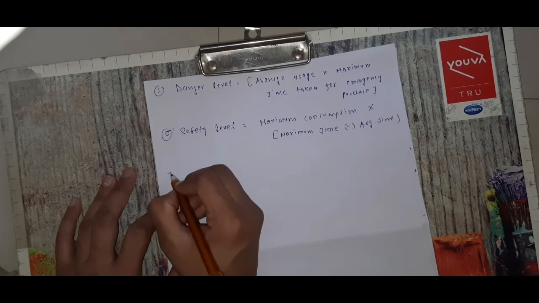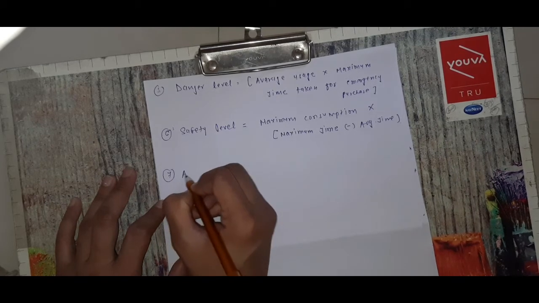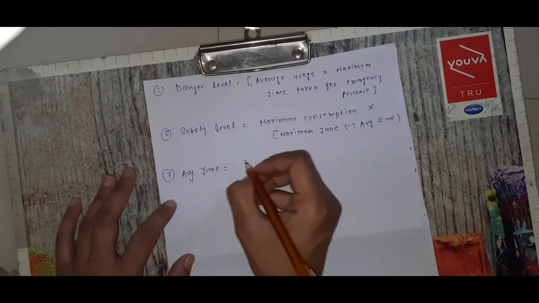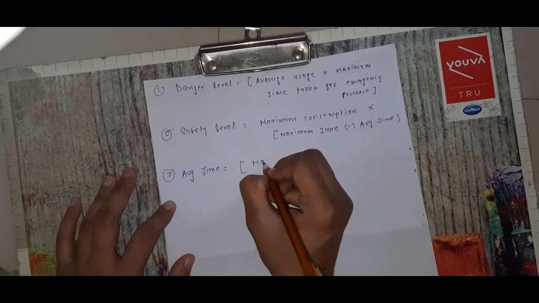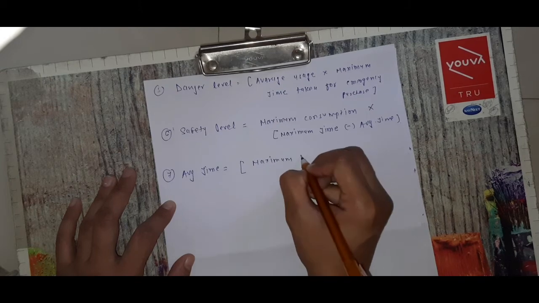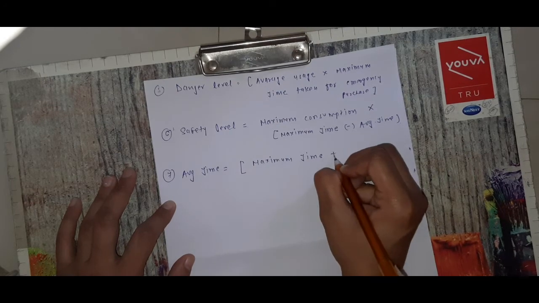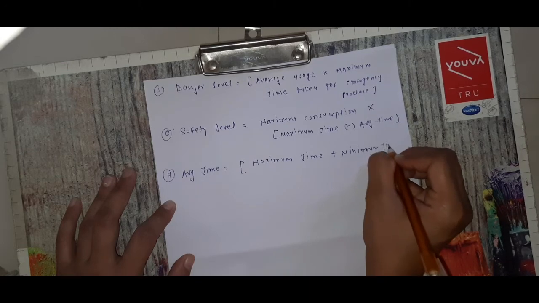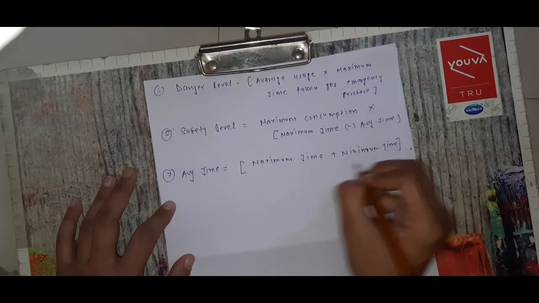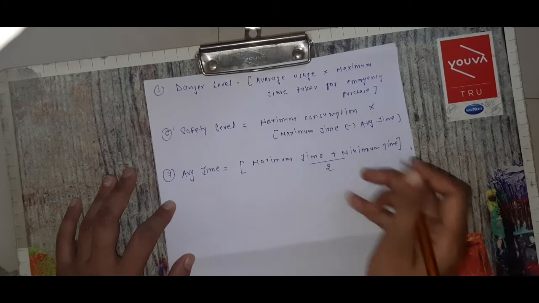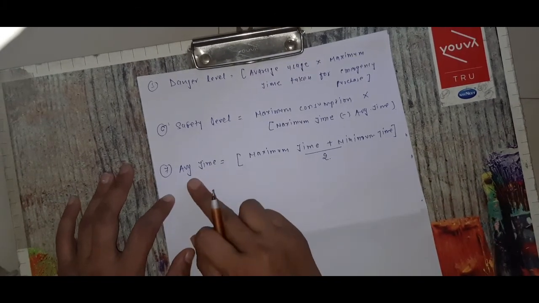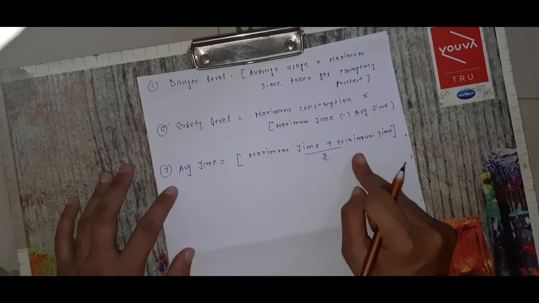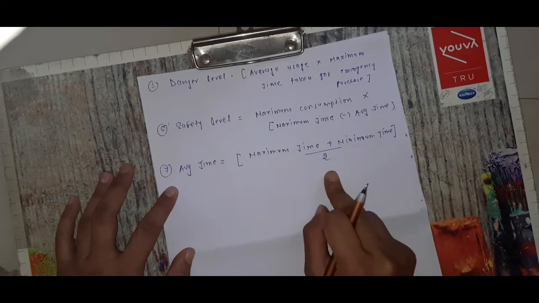Now go for the seventh formula, that is average time. So what is average time? It is a maximum time plus minimum time divided by 2. So when we have to find the average time, we have to apply the formula maximum time plus minimum time divided by 2.